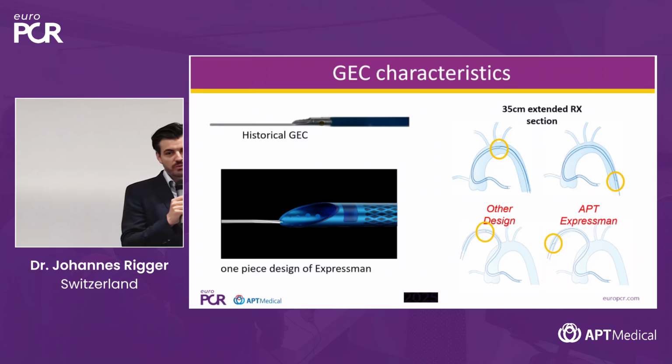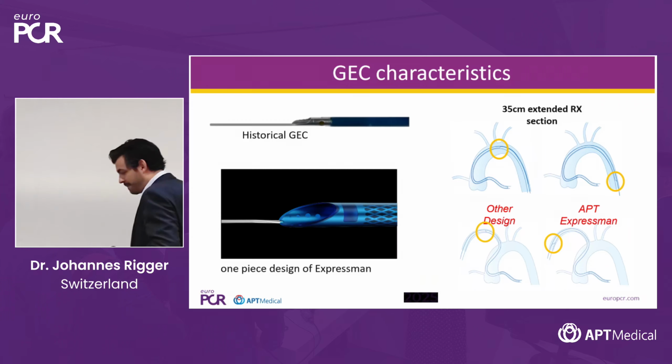But things changed over the last 10 or 15 years. You see the historical guide extension catheter here. And this thing, probably you know it, if you've used the primary version, probably destroyed a couple of stents, obviously, because the introducing part was made of metal, it was rough, and every time you want to engage something, probably you lose the stent, you destroy the stent, or it's simply not going in. You see here the Expressman with this one piece design, which actually facilitates the introducing of the material.